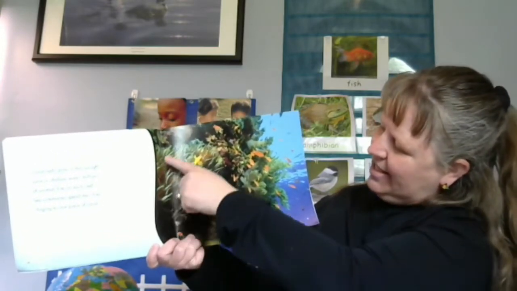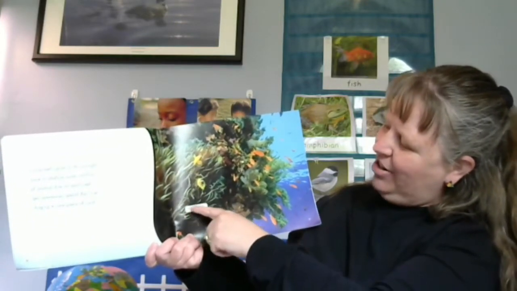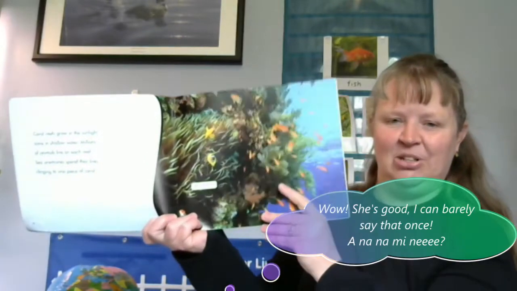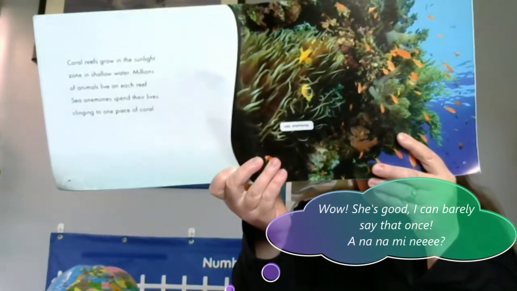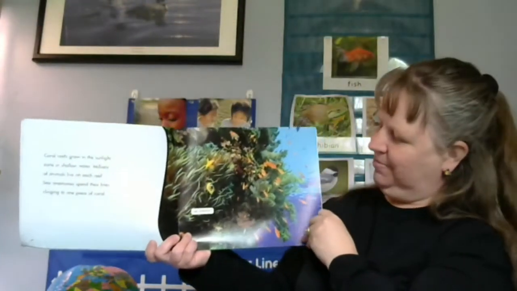And we can see the sea anemone here with some little clownfish attached right here. And remember yesterday we learned a sea anemone is actually an animal. Even though it looks kind of like a plant, it really is an animal with lots of tentacles.